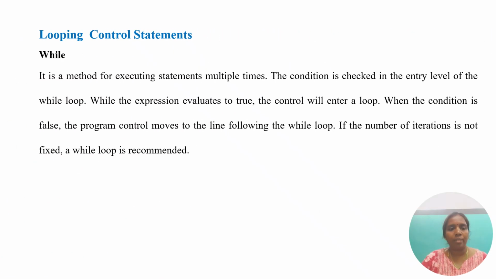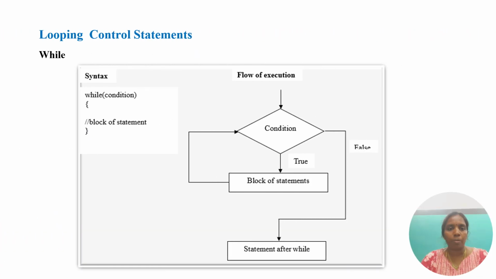The next is the while statement. In the while statement, the condition is checked at the entry level itself. While the expression evaluates true, the control will enter the loop. When the condition is false, it will move away from the loop. So this is the basic syntax for the while statement: while the condition, the block of statements. This is a flowchart showing the while statement, the condition, the block of statements, and the statements after the while loop.